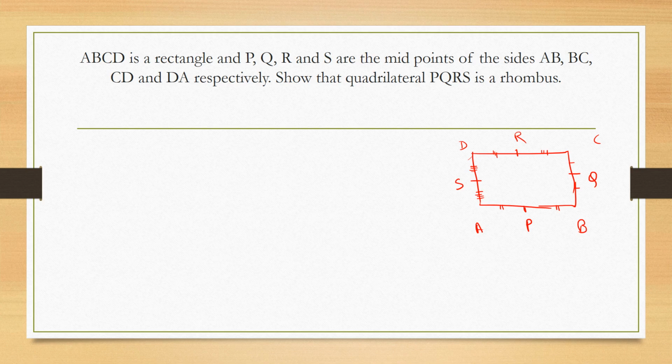We have to prove that PQRS is a rhombus. So you know that for a rhombus, I need to prove that all these sides are equal, right? So in brief, I can say that I need to prove PQ, QR, RS, SP as equal, right? Okay, what can I do?